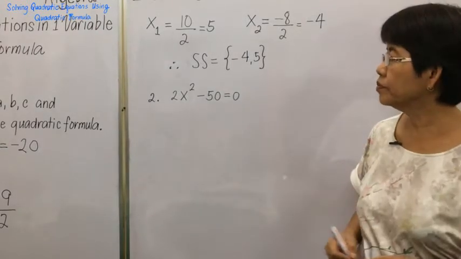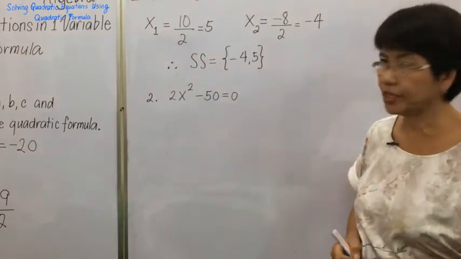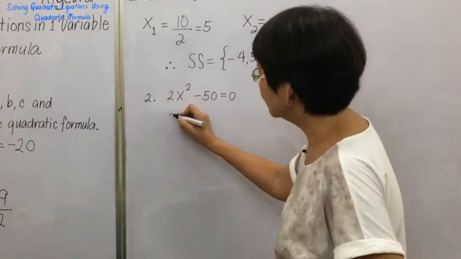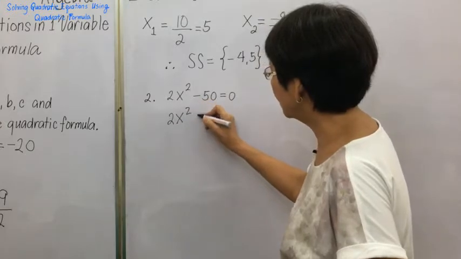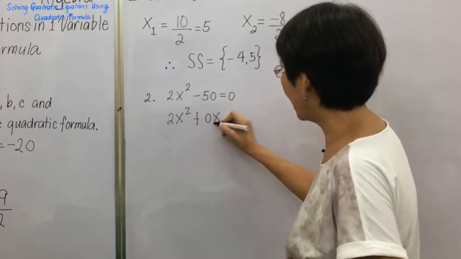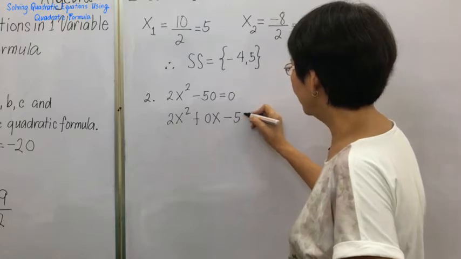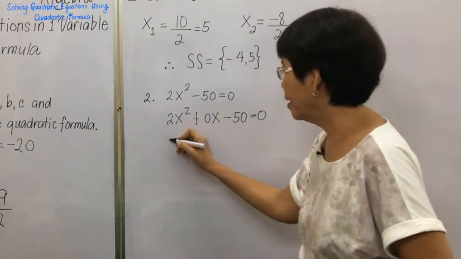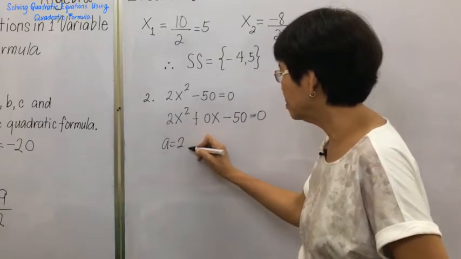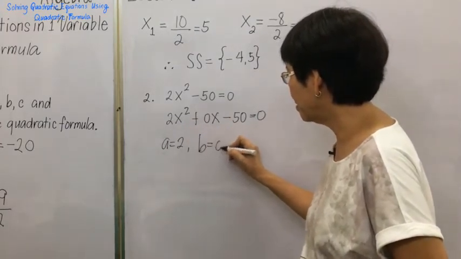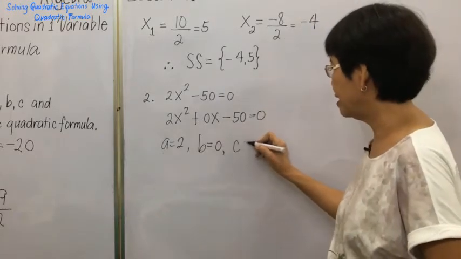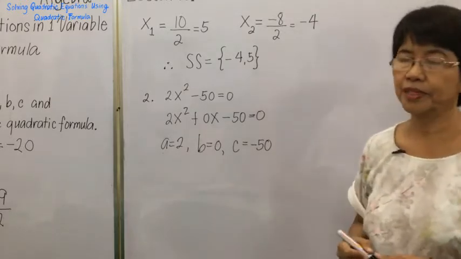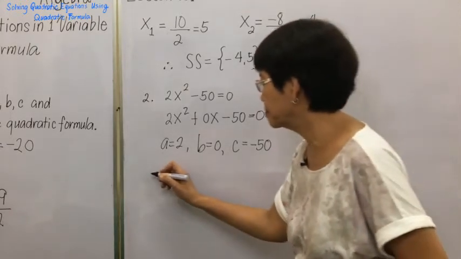For number 2, we have a missing term here. x is missing. So we can rewrite that as 2x squared plus 0x minus 50 equals 0, where a is equal to 2, b equals 0, and c equals negative 50. And then we solve for x.